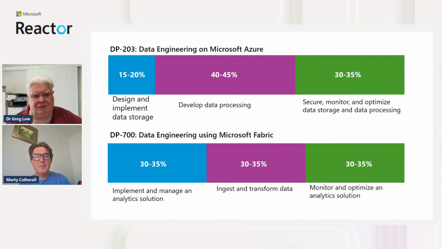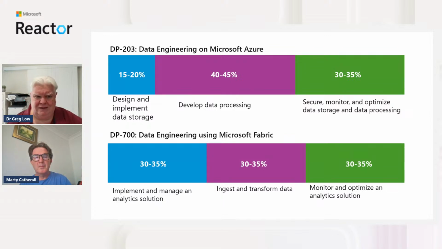If you look at 203, it had designing and implementing data storage, with a lot of different options in there. There was everything from standard file systems and data lakes, so Azure Data Lake Storage and so on, but it also had the storage as part of Synapse, in terms of building data warehouses and so on. The data processing was actually across a whole lot of different products. Importantly, that was data engineering on Azure, not data engineering on Fabric. And that's the key difference.